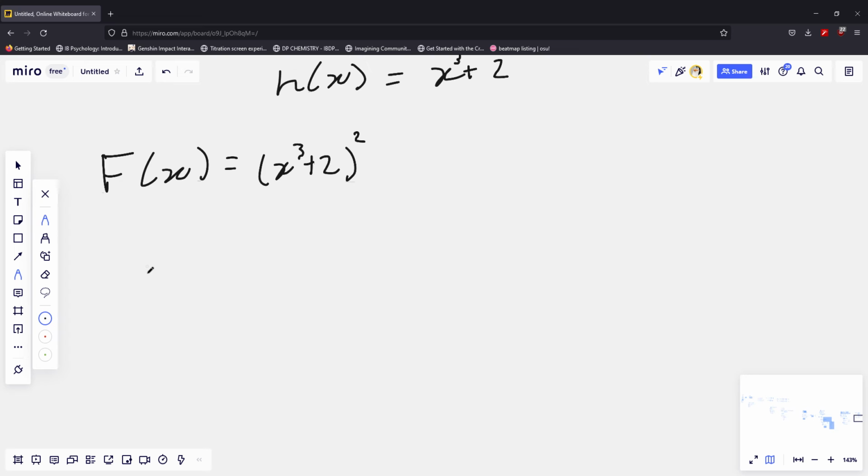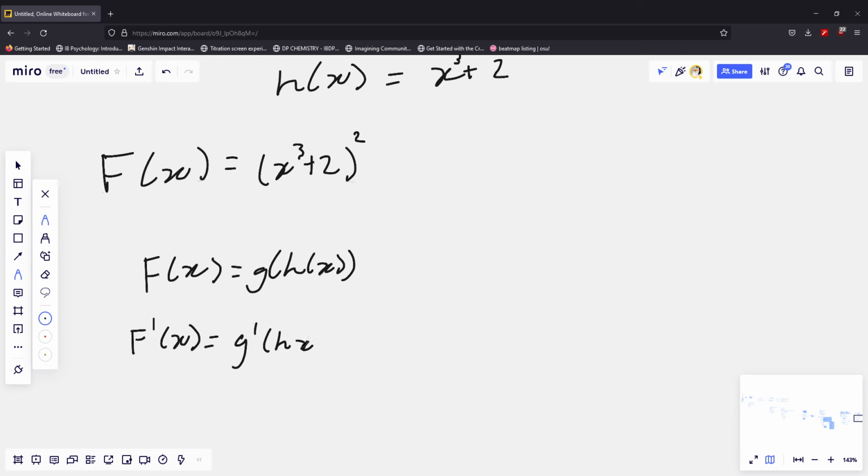So when we say f of x is equal to g of h of x, then f primed of x, or the derivative of f of x, is going to be the derivative g primed of h of x times h primed of x. So the derivative of the outer function with respect to the inner function, times the derivative of the inner function. This is exactly the same thing we learned with Leibniz, except it's in prime notation now. So whichever you prefer, it's up to you. It's personal preference.